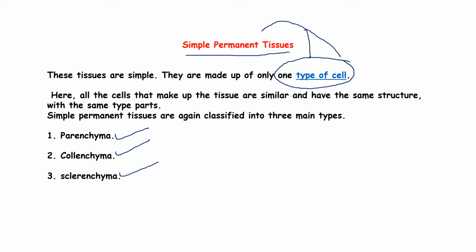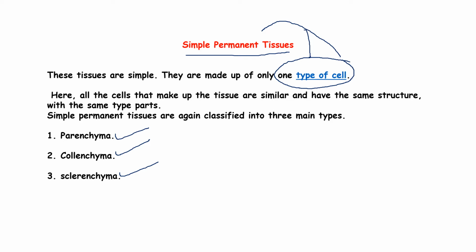Basically, we had already discussed the simple permanent tissue in our previous lecture, where we studied that they are made up of the same type of cells, and then they have similar structure and perform a particular function, and they may also have a similar or the same origin.